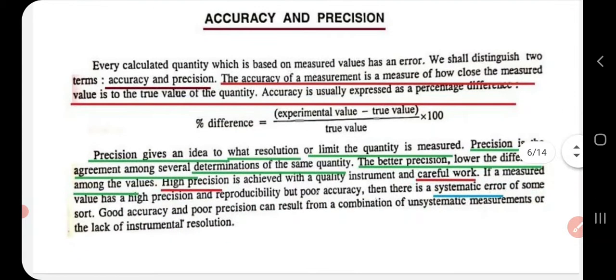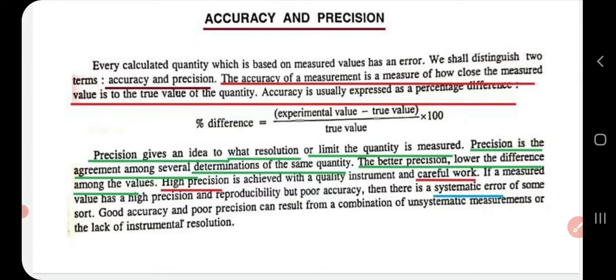Now, what is accuracy and precision? Accuracy of a measurement is a measure of how close the measured value is to the true value of the quantity. It is expressed as a percentage difference, that is, (experimental value minus true value) divided by true value, times 100. That is accuracy. Now, what about precision? It gives us an idea about what resolution or limit the quantity is measured. Precision is the agreement among several determinations of the same quantity.